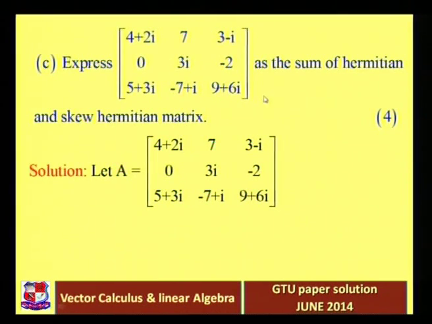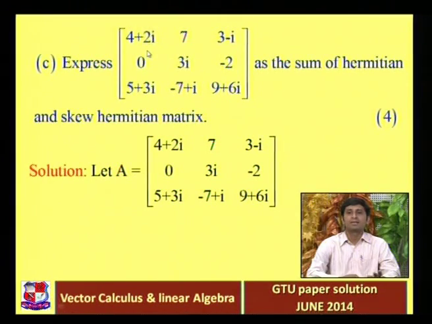Here we have a 3 cross 3 matrix, right. You can see some of the elements are real numbers and some of the elements are complex numbers. So this is a complex matrix, 4 plus 2i, 7, 3 minus i, 0, 3i, minus 2, 5 plus 3i, minus 7 plus i, 9 plus 6i, as the sum of Hermitian and skew Hermitian matrix, right. This question was asked in 4 marks.